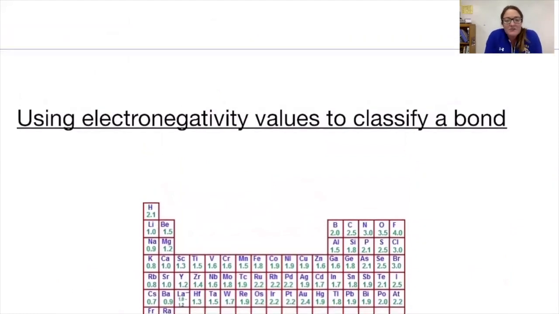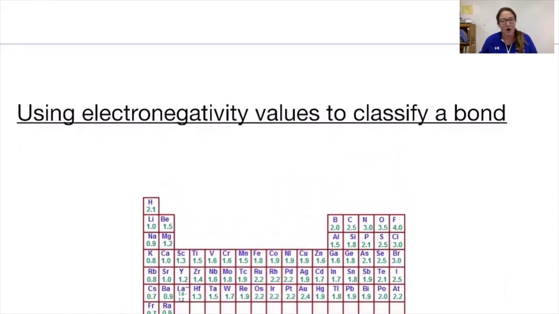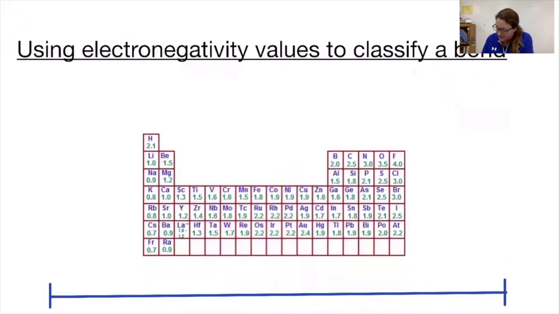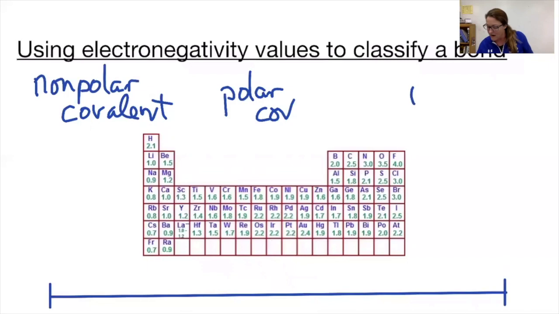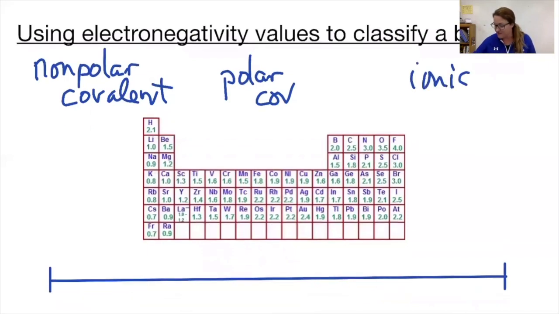You will be asked to use electronegativity values to classify a bond. And when I say classify a bond, the typical classifications are nonpolar covalent, although sometimes that is also called pure covalent. It depends on where a particular text is cutting the line between nonpolar and polar. Polar covalent or ionic. We use electronegativity values to do this, and here's why.